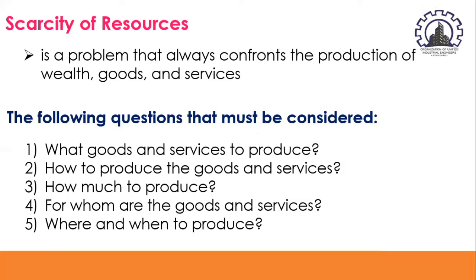And so, for that matter, the following questions must be considered. First, we need to ask ourselves what goods and services to produce. Now, in the first question, it is not really possible to produce all the goods and services that people want for their satisfaction, right? Because if you do that, that would be very timely and costly. And so, for that matter, to remedy such problem, a system of priorities has to be established.